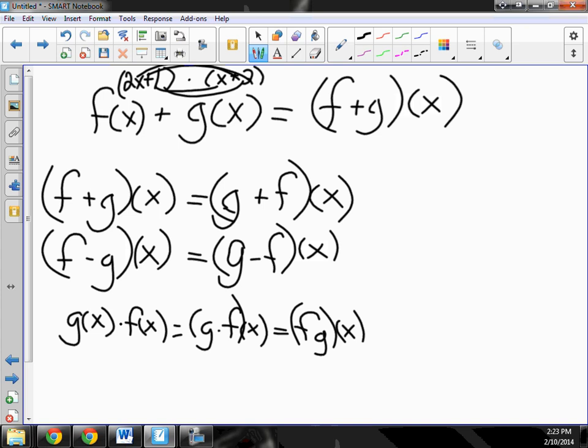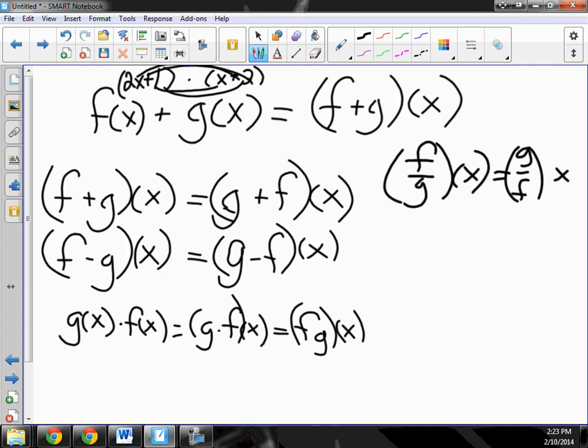Does it matter if I do 2x plus 1 times x plus 2, or if I flip it around and do x plus 2 times 2x plus 1? No, doesn't matter. What about division? Is f over g of x the same thing as g over f of x? Certainly not. Division does not commute.